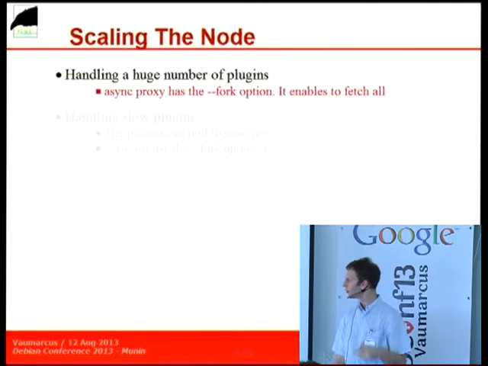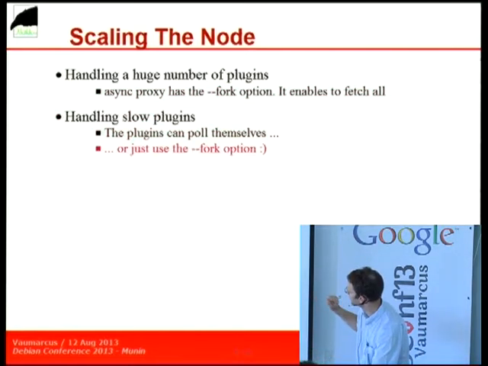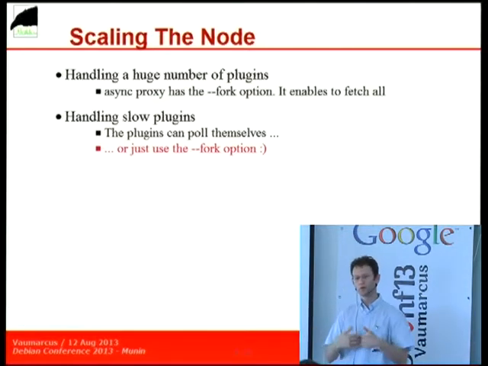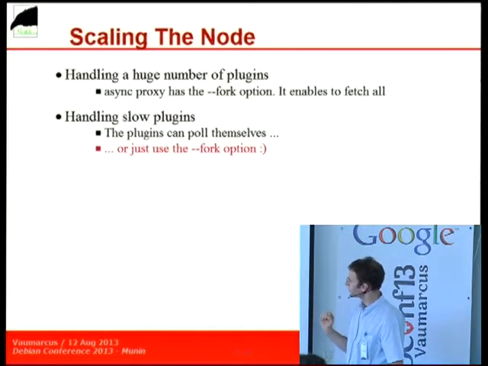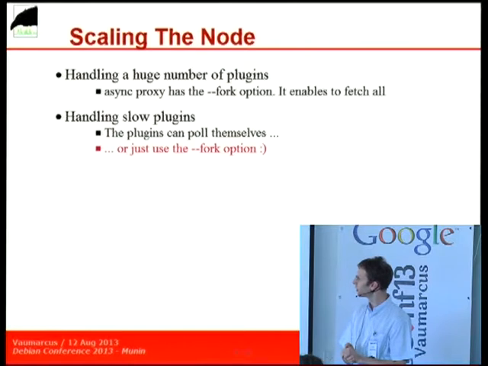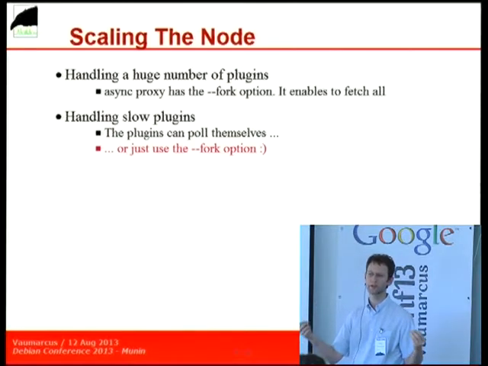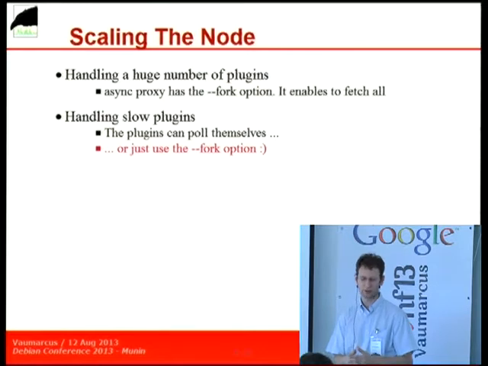So if you have long running plugins, you can also use the fork option. Before, plugins usually polled themselves in cron and you just read the status back. That was the official way of doing it in 1.4. But since async does exactly that, in 2.0, just use async. It's standard. Usually, the only problem the node has when you have many, many plugins is that the starting of the node is typically serialized, and when you have 1,000 plugins, it's a big problem.